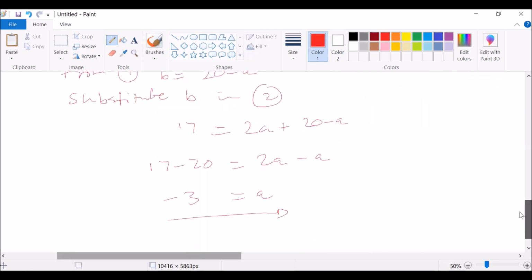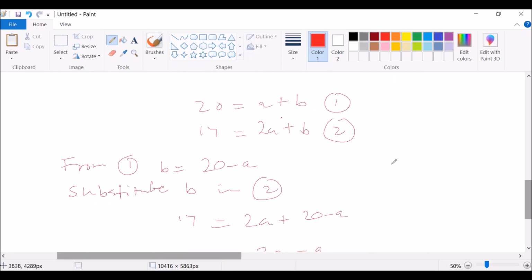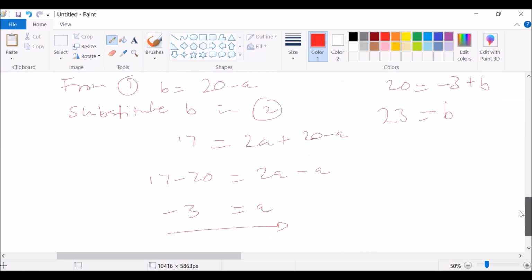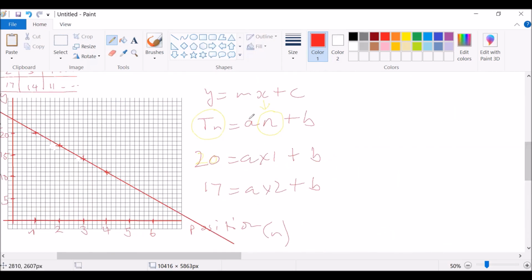Let's look for B. We can substitute A in 1. So we have 20 is equal to minus 3 plus B. When we take this there, B is equal to 23. So from here, we have A as minus 3 and B as 23. We can say Tn is equal to minus 3n plus 23. Any term n can be found by saying 23 minus 3n if we rearrange this. So this is the formula for the nth term.